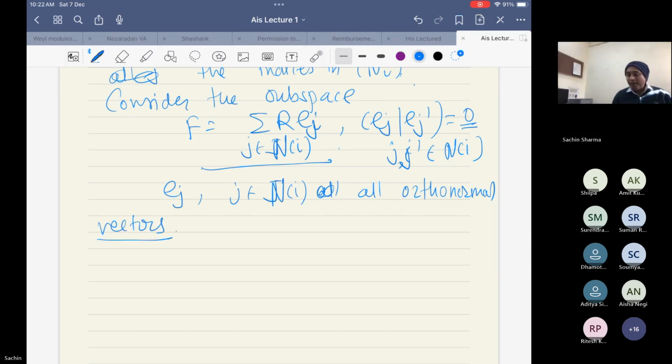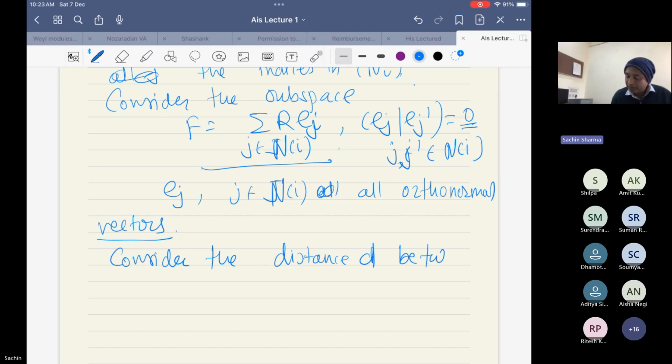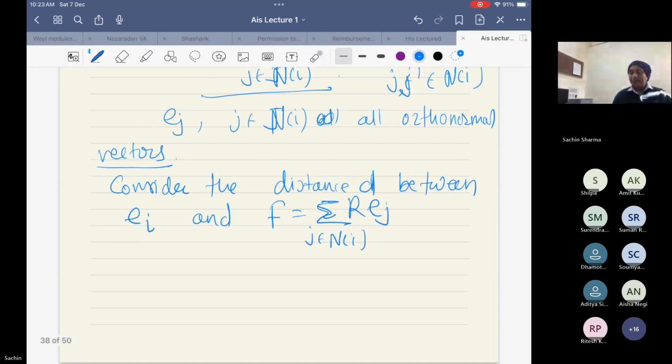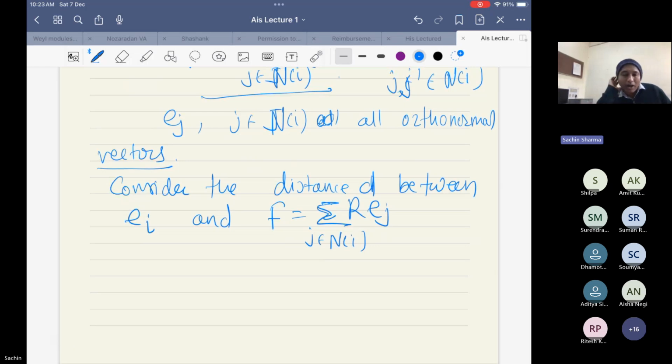Okay, now what is the distance? Consider the distance d between e_i and the subspace F, which is the span of the e_j, j in N_i. Does anyone know how to determine the distance between a vector and its subspace? It's a linear algebra question.